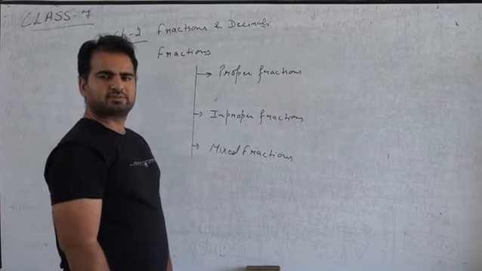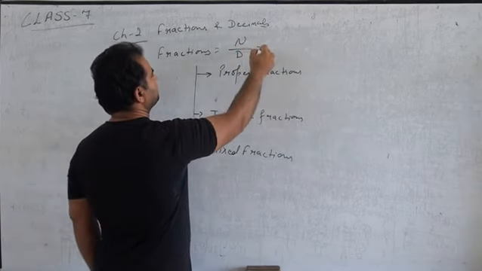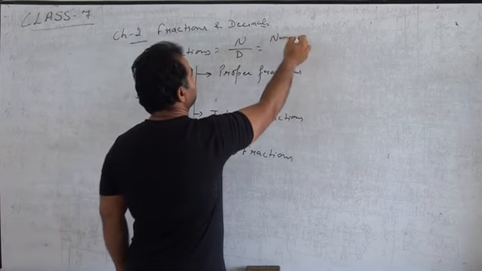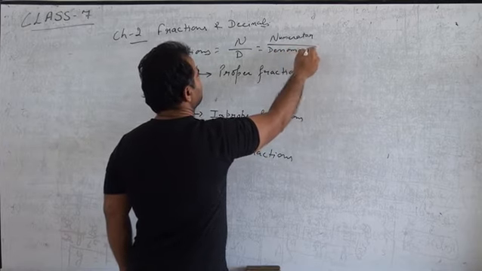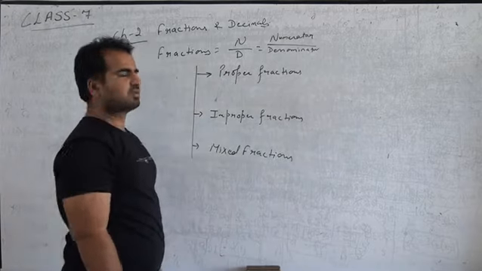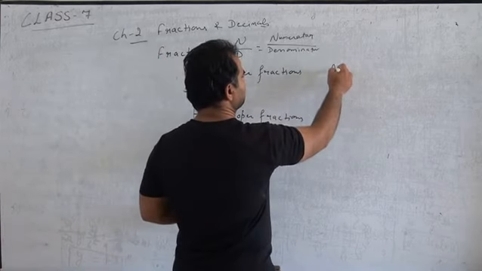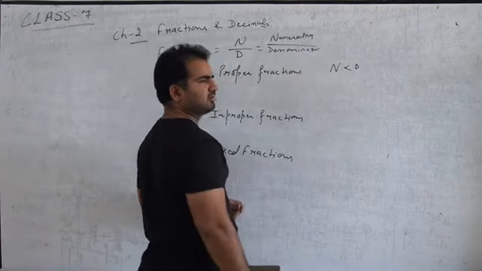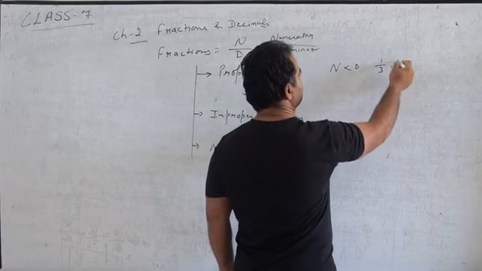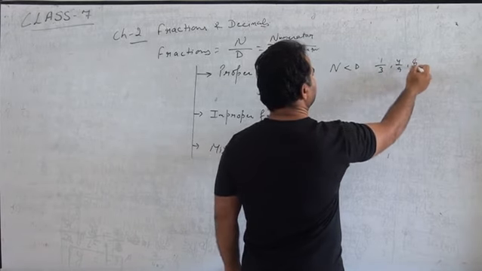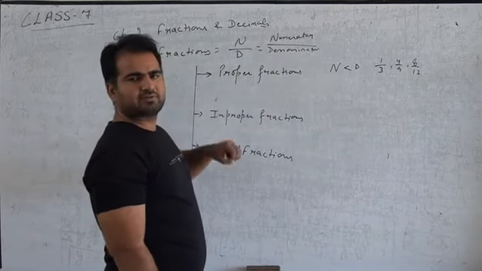But do you know how to write a fraction? They are always written in the form of n upon d. N equals numerator, d equals denominator. Done? So if in any fraction the numerator is smaller than the denominator, then it is a proper fraction, like 1 upon 3, 4 upon 9, 8 upon 12. All of these are proper fractions.